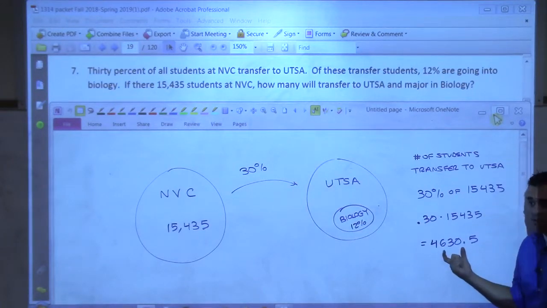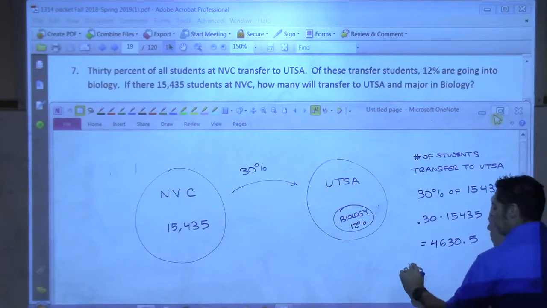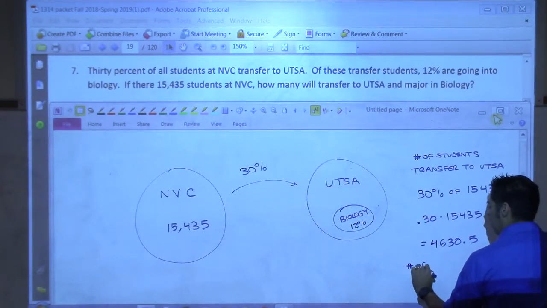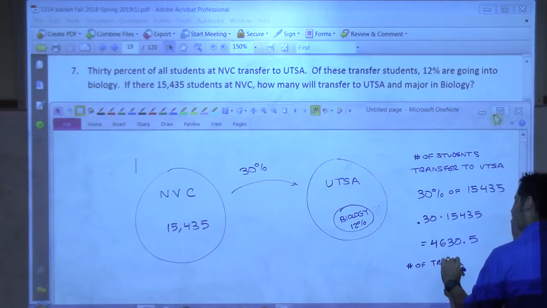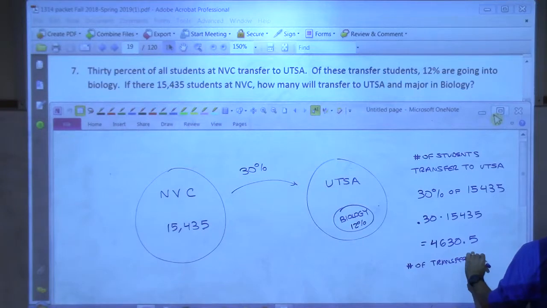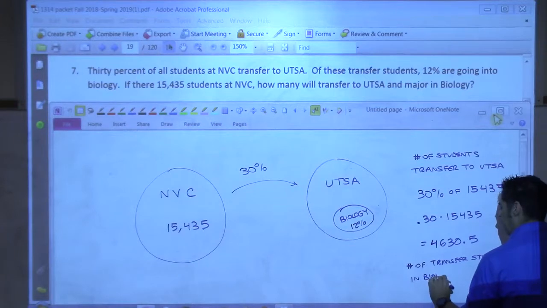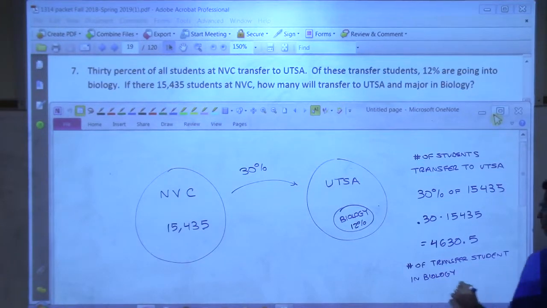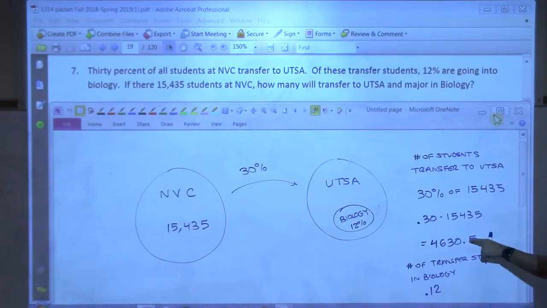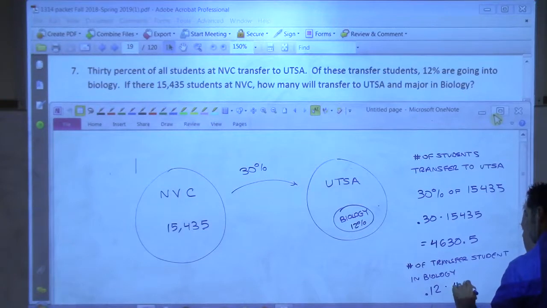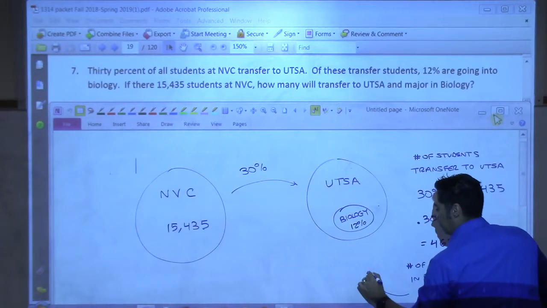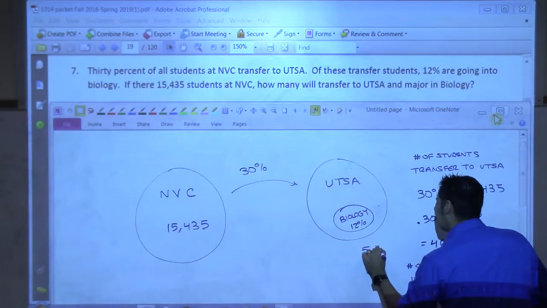Now, these students are not all going to go to biology, right? Only 12% of them are going into biology. So now, to figure out the number of transfer students in biology, what we have to do is 12%, so 0.12 times what? That number, times 4,630.5, which equals 555? Yep.